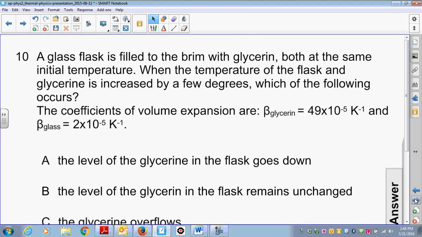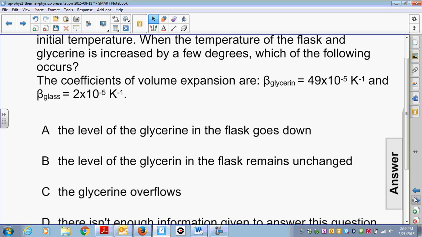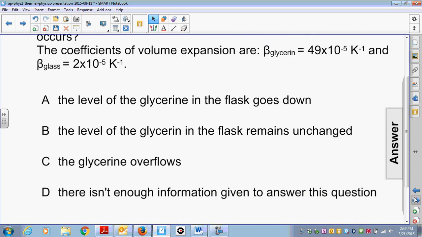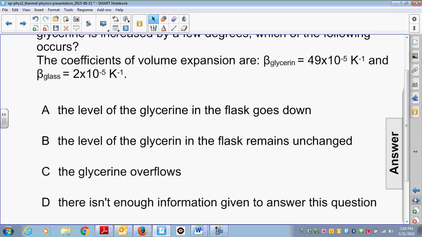A glass flask is filled to the brim with glycerin, both at the same initial temperature. When the temperature of the flask and glycerin is increased by a few degrees, which of the following occurs? They give you the coefficients of volume expansion for glycerin and for glass. Go ahead and pause the video now in order to choose the correct answer.